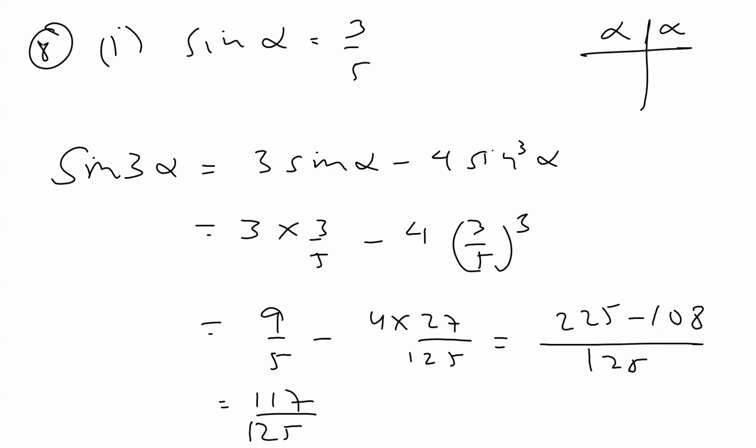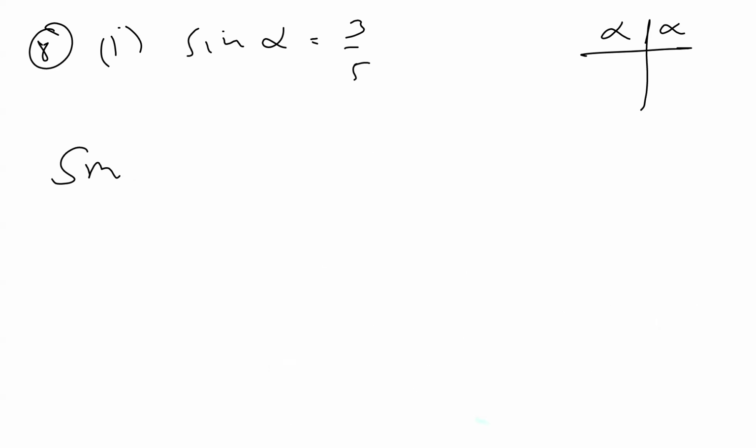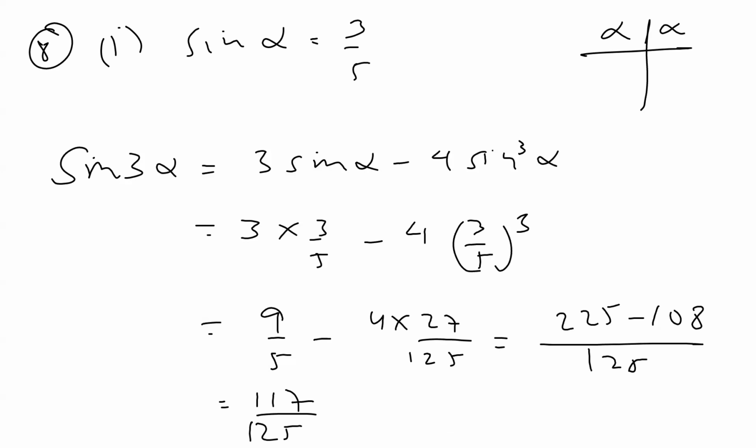Cos 3 alpha. Okay. Now from sin 3 alpha, you can use triangle method. This is 3 alpha over here. Fine. Triangle method 117, 125. You'll get this particular value. From that, you'll get cos.